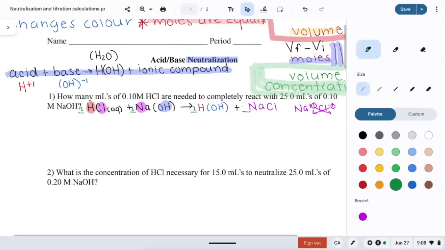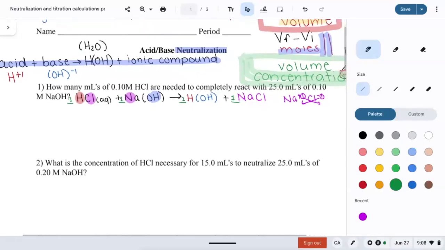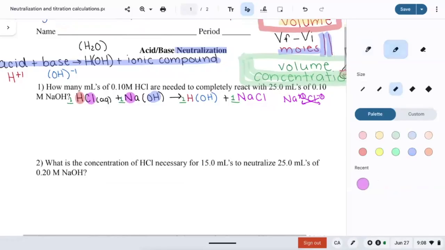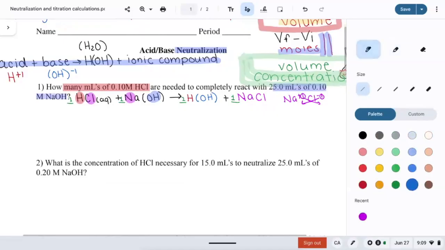Bunch of little ones. And then what I like to do usually with these types of questions, and what I try and get the students to do, is to write all the information in the question for a particular compound underneath the balanced equation.